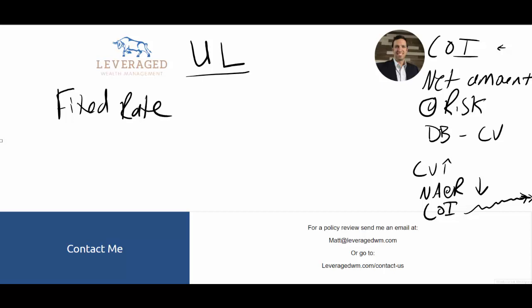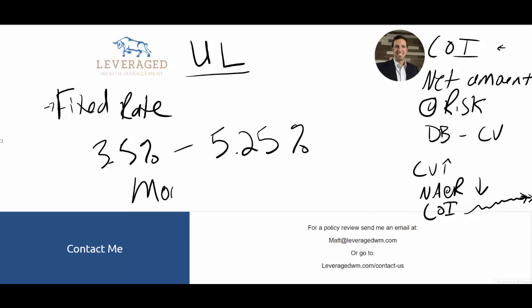So every single year, the company is going to propose a new fixed rate. And right now, those fixed rates are anywhere between 3.5% and say 5.25%. Now, this fixed rate is subject to change every single year because it's based on the current interest rate environment that exists. And typically when we talk about the interest rate environment, what these companies are really looking at is what's called the Moody's corporate bond yield.